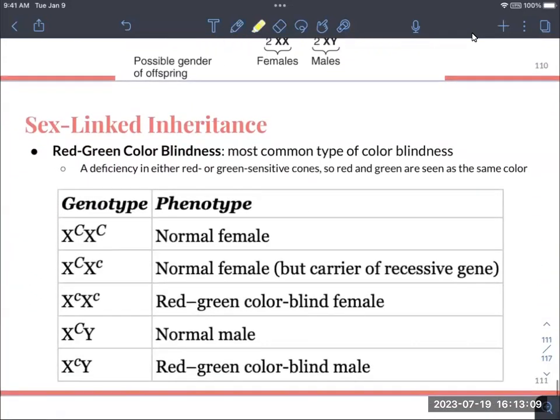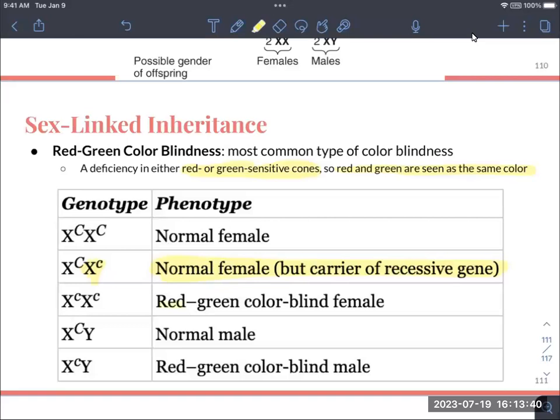Color blindness is a sex-linked inherited disease. Red-green is the most common. They're either missing the red or the green sensitive cones, so red and green are seen as the same color. Females can be carriers, but it's very rare to see a female with color blindness. It does happen, but it's not as common.